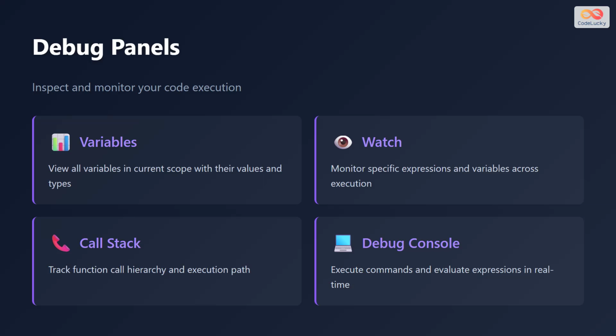Visual Studio Code provides 4 essential debug panels that give you complete visibility into your code execution. The Variables panel displays all variables in the current scope, along with their values and data types. The Watch panel lets you monitor specific expressions and variables throughout the entire execution, even as scope changes. The Call Stack panel shows the hierarchy of function calls, helping you understand how execution reached the current point. Finally, the Debug Console allows you to execute PowerShell commands and evaluate expressions in real time while your script is paused. These panels work together to give you complete insight into your code's behavior.